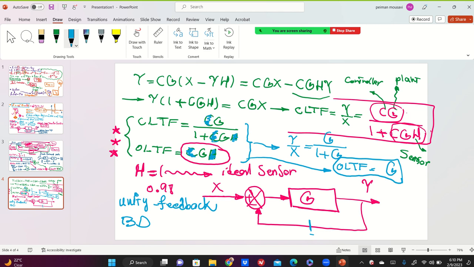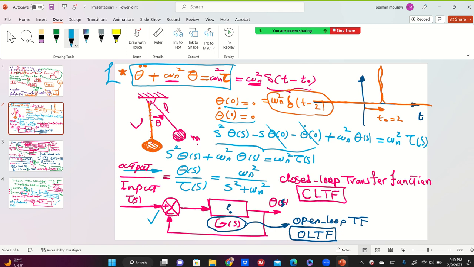Clear? Everybody? Now, let me delete this because it is going to be confusing. This is exactly what I plotted here. Do you see the G here? Yes? And this is unity feedback. Why? Do you see a sensor here? No, we don't see it. So now you have output over input, which is this closed loop transfer function.